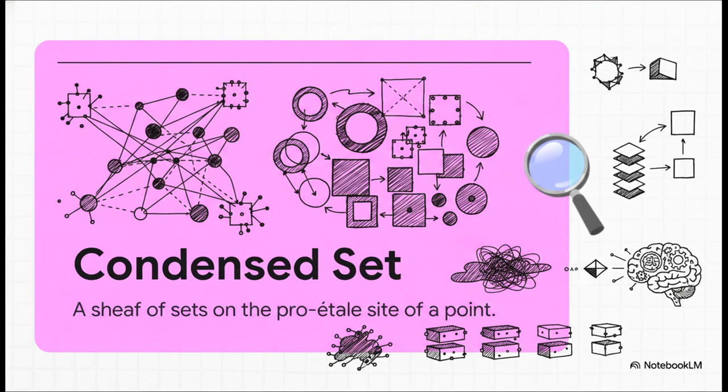So Peter Scholze steps in and completely bypasses this fragility with something called a condensed set. Now, the highly technical definition is a sheaf of sets on the pro-étale site of a point. But what does that actually mean for us? Well, it means we are completely throwing out standard topological spaces. We're abandoning them. Instead of using traditional open shapes to measure space, Scholze's framework uses highly structured, extremely disconnected dots, these are called profinite sets, to rigorously test and evaluate how spaces interact.